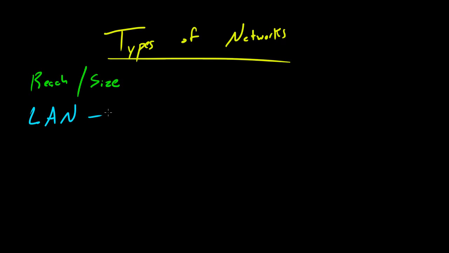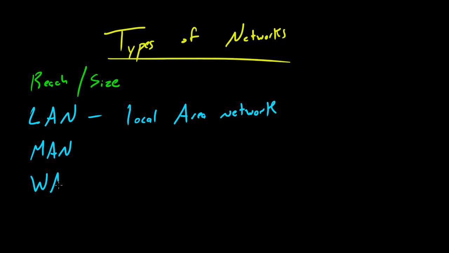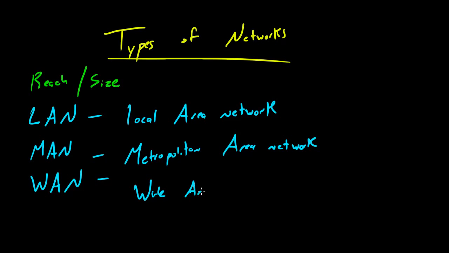The different sizes are a LAN, and a LAN is a local area network. First, I'm going to give you guys the three different ones: LAN, MAN, and WAN. And then I'll talk about each one in detail. So LAN stands for local area network, MAN stands for metropolitan area network, and WAN is a wide area network.